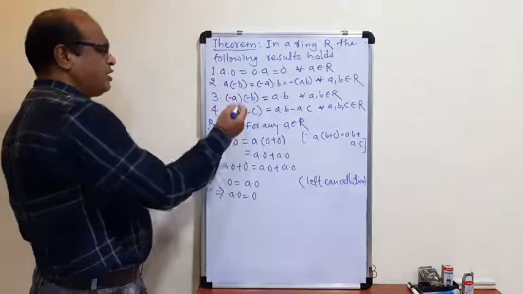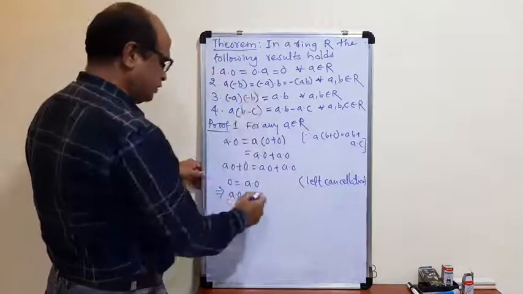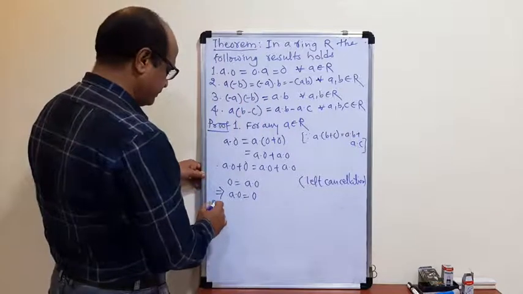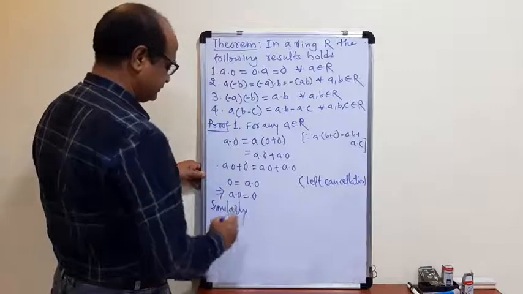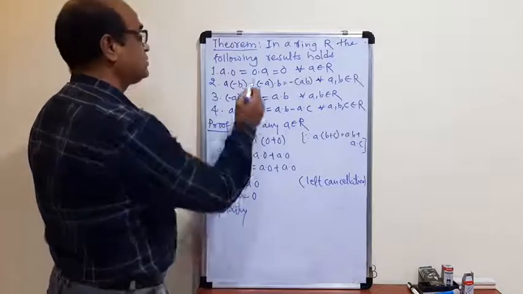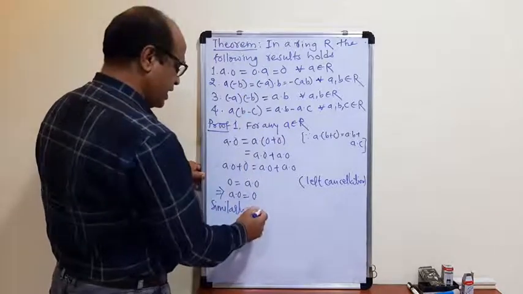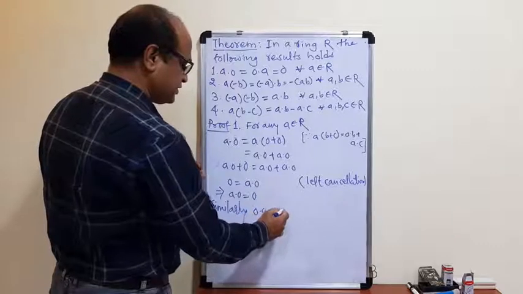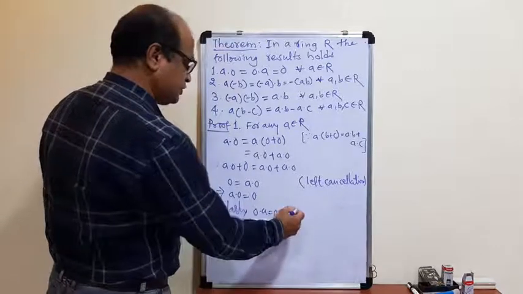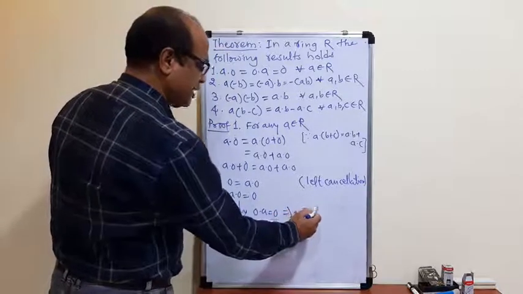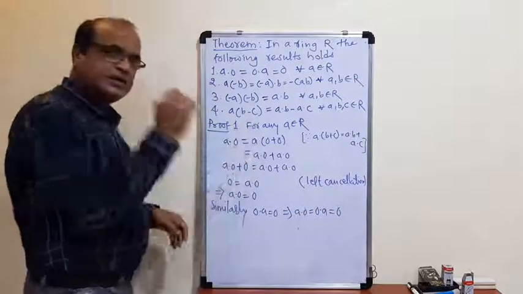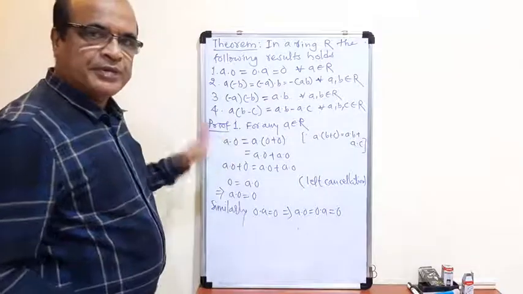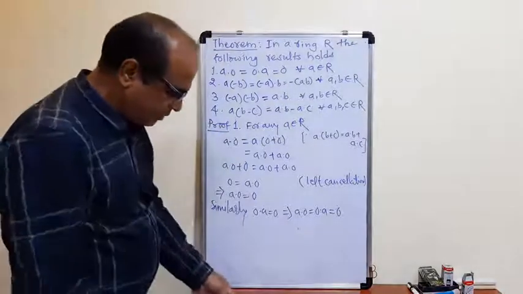Similarly, we prove it very simply for 0 into A as well. So 0 into A is equal to 0. This implies that A into 0 is equal to 0 into A is equal to 0. So the first result is proved here. Very simple result.